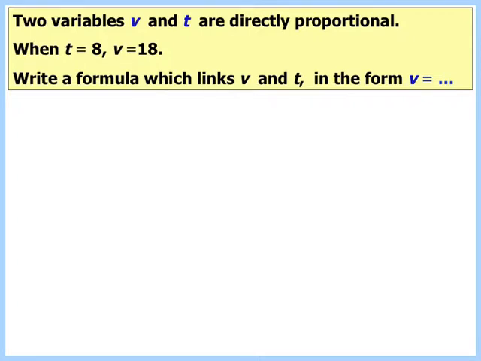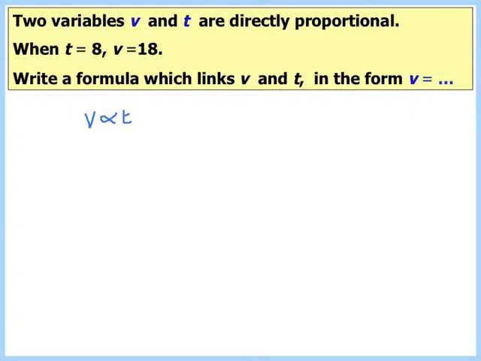So let's have a look at a question that involves setting up an actual formula, a link between the two. So 2 variables, v and t, no idea what they're all about, are directly proportional. When t is 8, v is 18, write a formula which links v and t in the form v equals something that will work for any number at all. So we're going to begin by using the symbol that we just looked at a minute ago.